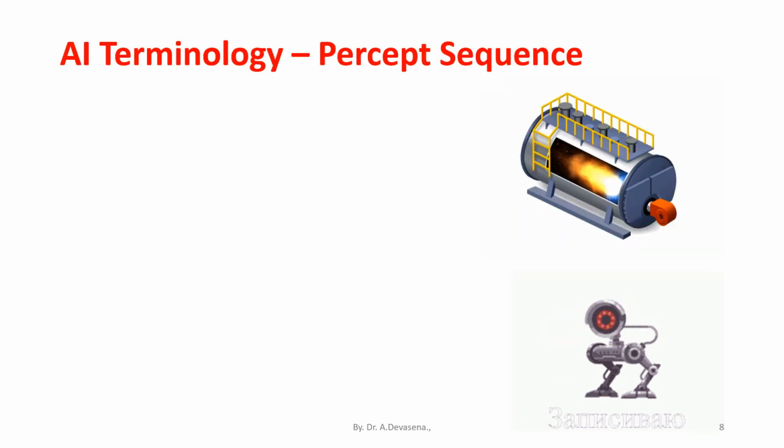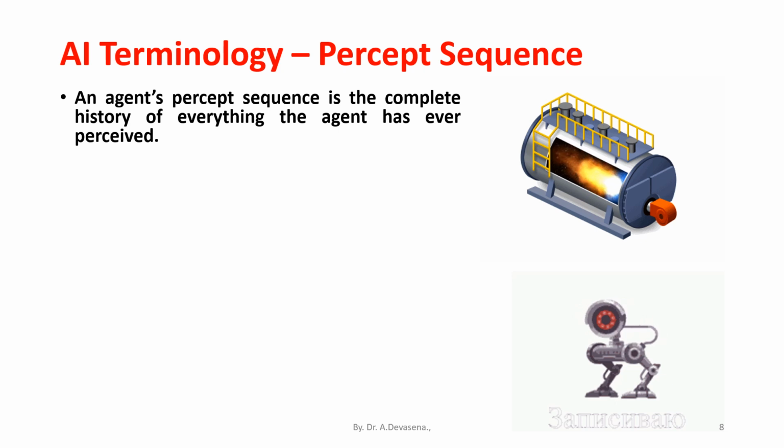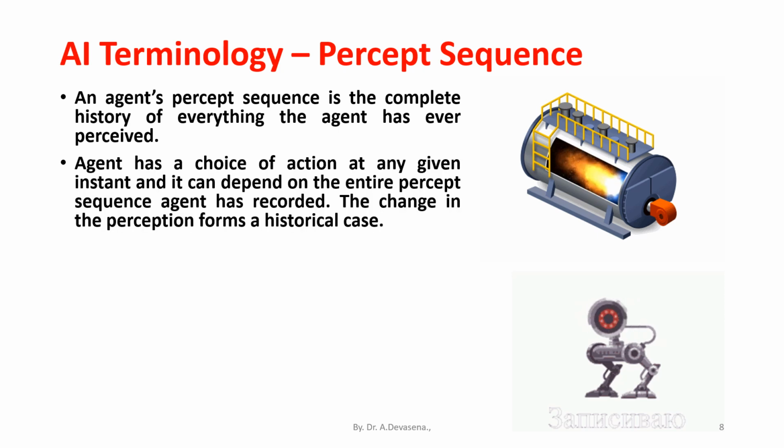The second terminology is percept sequence. An agent's percept sequence is the complete history of everything the agent has ever perceived. The agent's choice of action at any given instant can depend on the entire percept sequence the agent has recorded. The change in the perception forms a historical case.